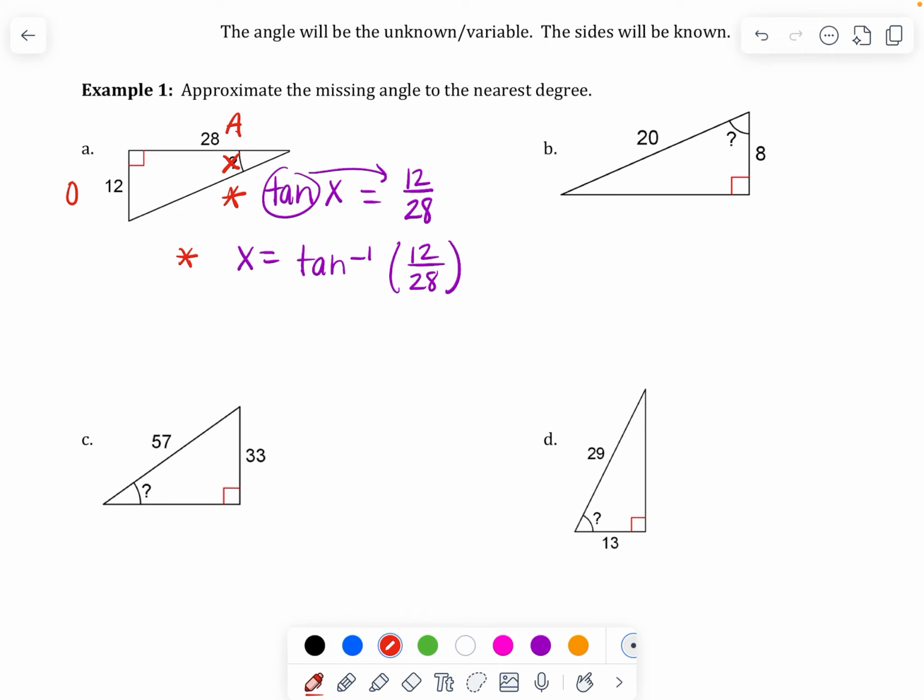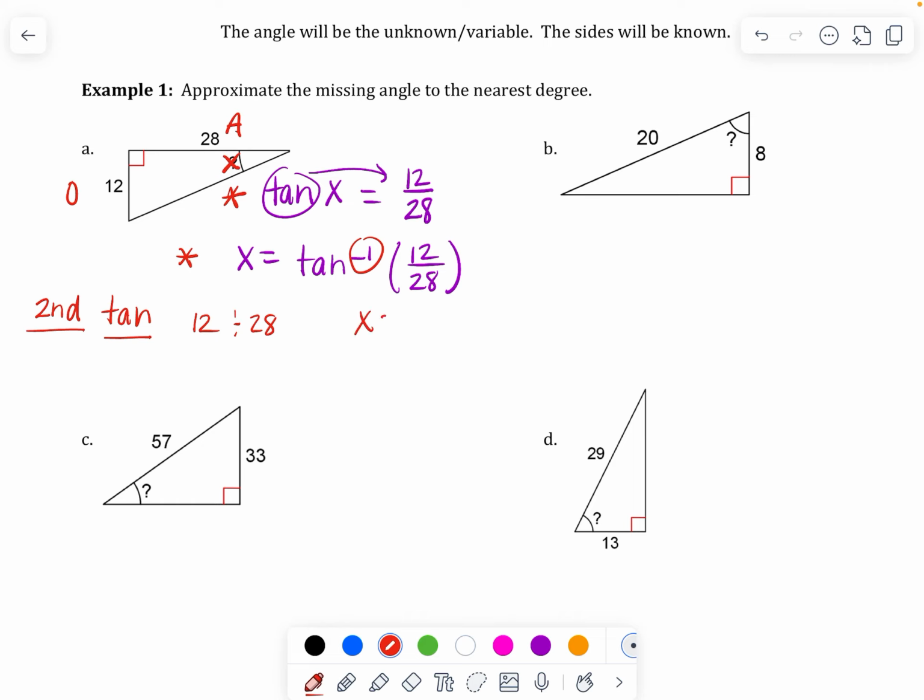All right, so the question now just becomes, how do we get in our calculator that little -1? So you are going to hit the second button and then the tangent button. If you hit the second button, then the tangent button, then the little -1 should show up. So you're punching in your calculator second, tangent, and then 12 divided by 28.